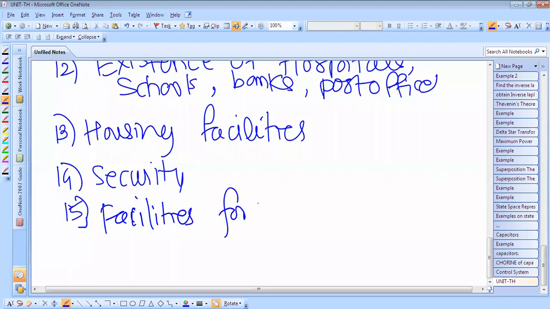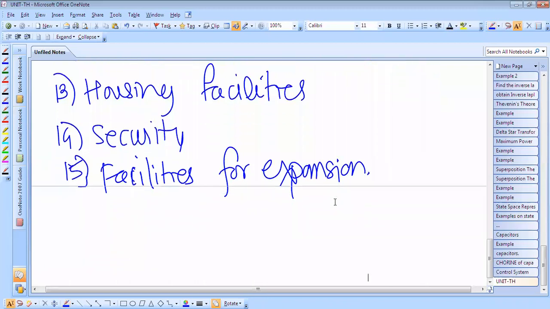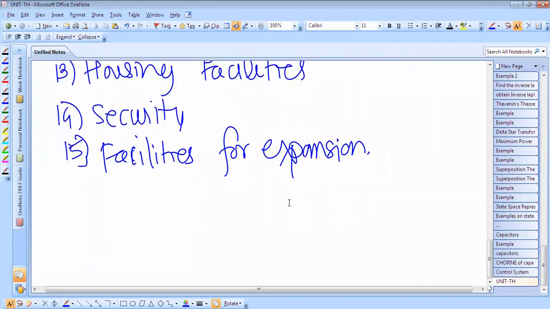Facilities for expansion. So these are the various factors affecting the plant location. Okay, then locational economics. This is very important. Locational economics.